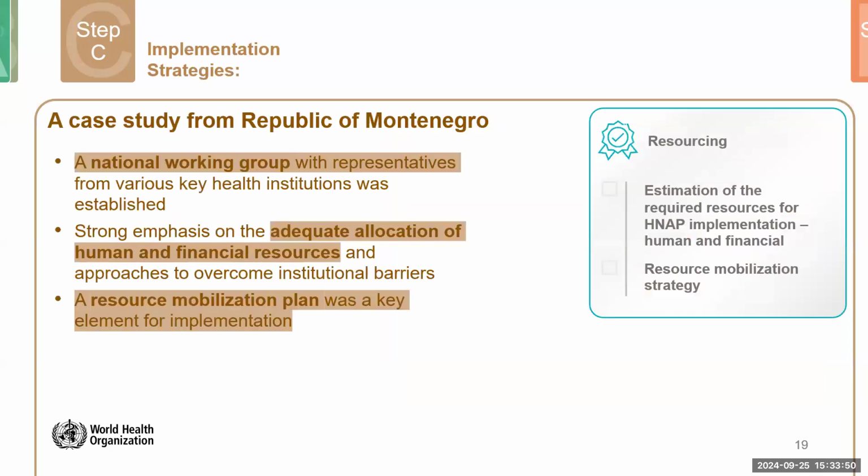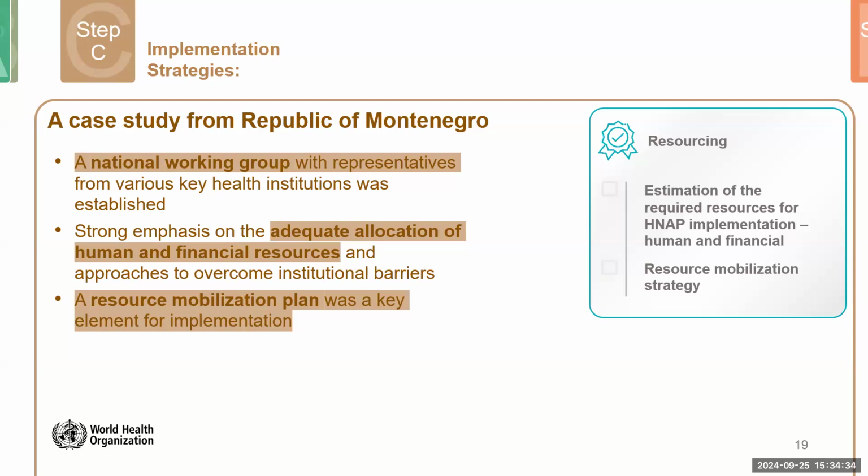So let's look at a case study from the Republic of Montenegro in relation to step C and the quality criteria of resourcing. They had a national working group with representatives from different key health institutions, and there was a strong emphasis on the adequate allocation of human and financial resources. When we think of it in our countries, we recognize that if we don't have that allocation, then it's difficult to have any implementation taking place. And then they developed a resource mobilization plan, which was a key element for implementation.